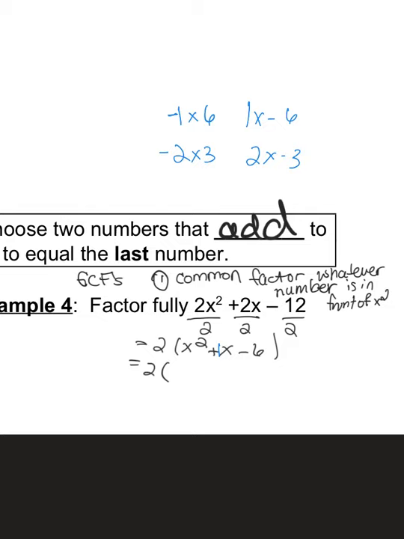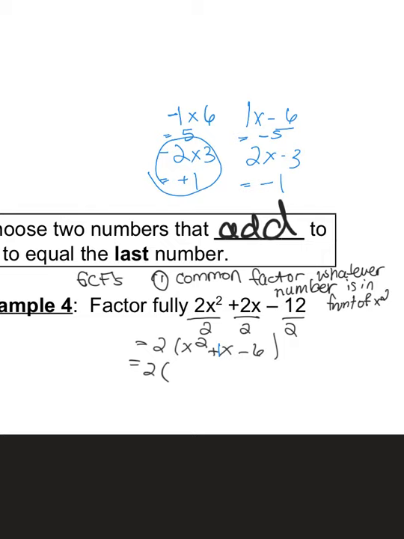So negative 1 plus 6 gives me 5. 1 plus negative 6 gives me negative 5. Negative 2 plus 3 gives me 1. And 2 plus negative 3 gives me negative 1. So this is the winner right here.